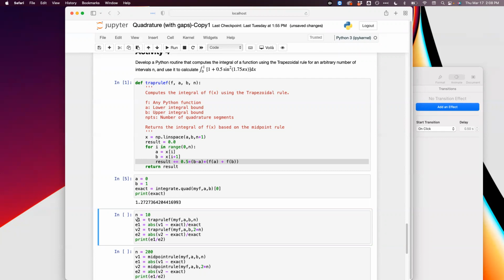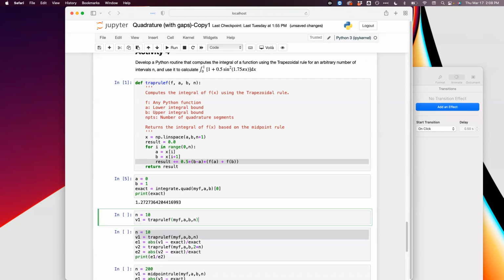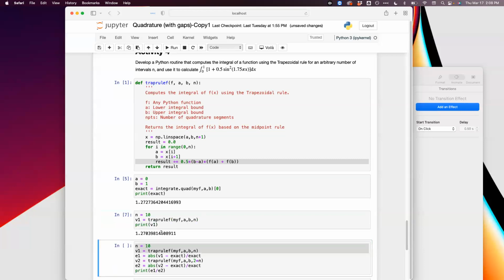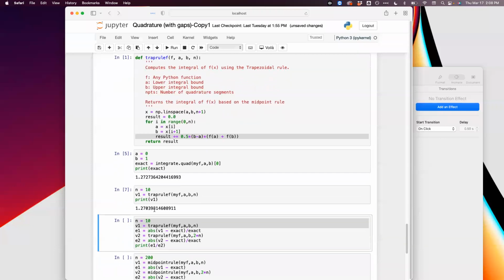Okay, so we'll start with this, n equal 10, started in its own cell, and you apply the trapezoidal rule. Print v1, which gives 1.2703, etc. Now you can compare this one to that one as an approximate error. Treat this as the more approximate one. Or you can compare the trap rule to itself by increasing the number of intervals.